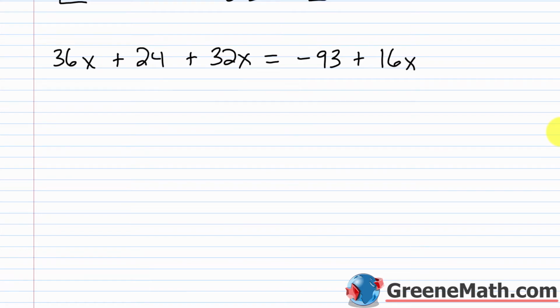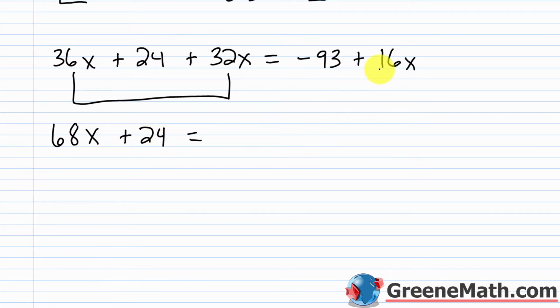Now, I just go about my usual business, which is to simplify the left and the right side. So over here, 36x and 32x, we can combine like terms. That's going to give us 68x. So 68x plus 24 equals. Over here, I really can't do anything. I just have negative 93 plus 16x.